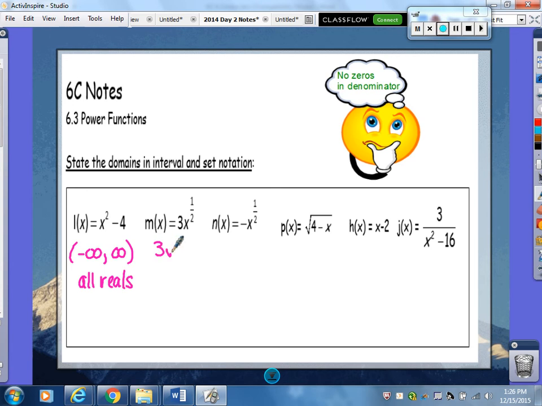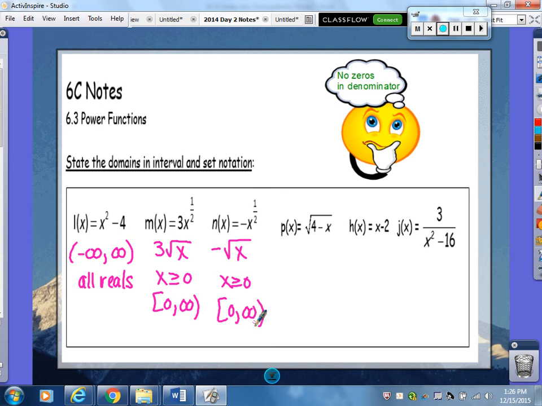This is 3 times the square root of x. The square root of x, well, the square root has to be 0 or positive. So that means that x has to be greater than or equal to 0, or from 0 to infinity. All right, same thing with n. This is the opposite of the square root of x. X has to be 0 or higher, so x greater than or equal to 0, so 0 to infinity.